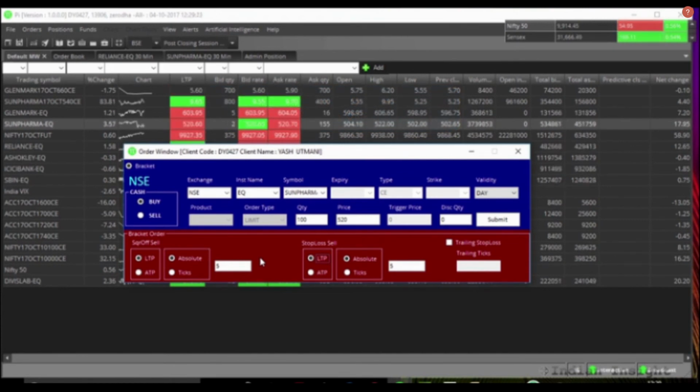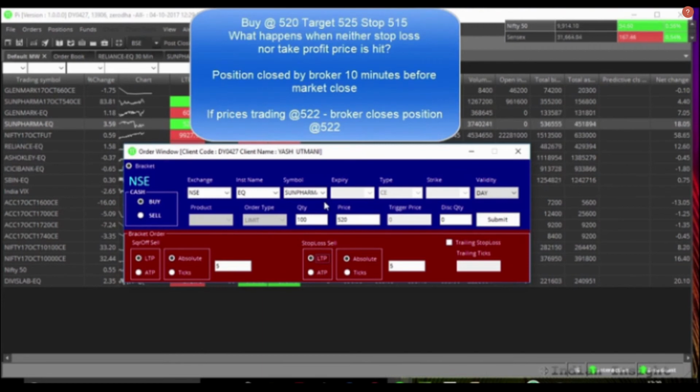Now what happens in case neither your stop loss price nor your take profit price is hit? Well, in that case what happens is that when you are just 10 minutes away from the closing, the broker will close your position at the prevailing price. So for example, let's say in this case we entered a buy order at 520. Let's say neither your take profit nor your stop loss gets triggered, and let's say the prices are trading around 522 just 10 minutes before closing. Then in this case the broker will close the position at 522. So basically once you have entered the trade using bracket order, there is nothing else you need to do and your broker is going to manage the entire trade from here on.